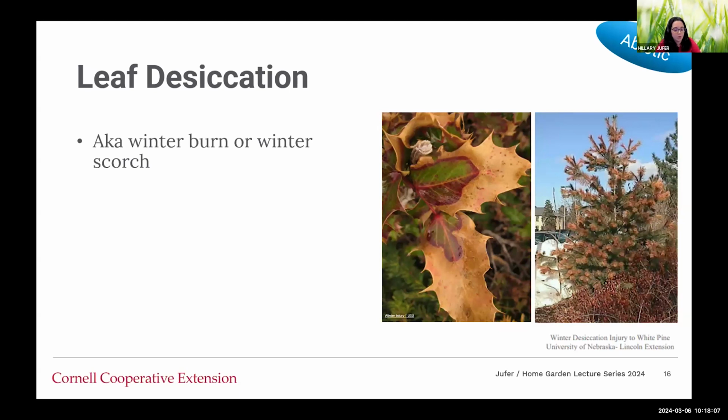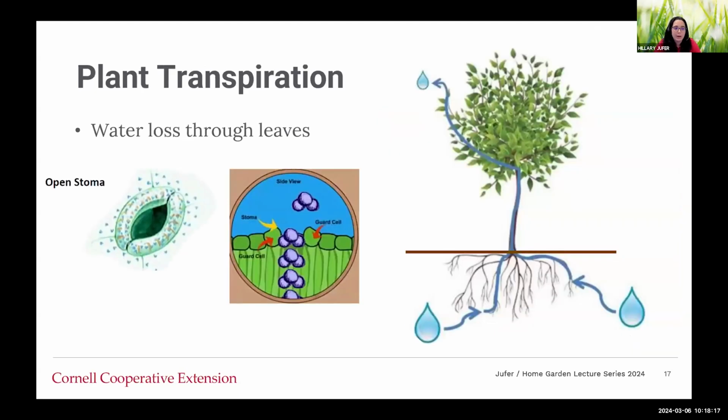So from there, we're going to go into leaf desiccation. Leaf desiccation, you might also hear it as winter burn or winter scorch. And before we do that, we're going to have a quick botany lesson. So we're going to talk about plant transpiration, which is the water that's lost through the leaves. So when it rains, when you water a plant, the water is going to be taken in through the roots. It's going to move up the column. And when it transpires, the water leaves the leaves.